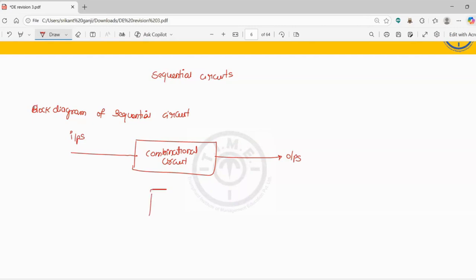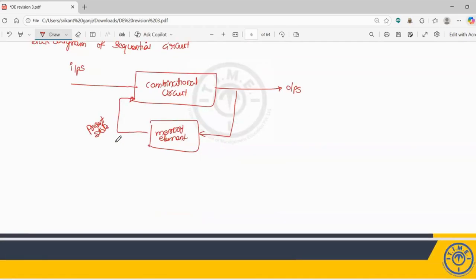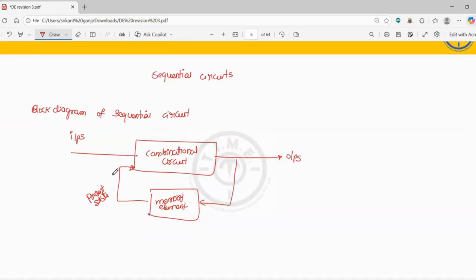So with having a memory element, the output of the combinational circuit is given to the memory element. So it is depending upon the present state as well as the next state. Okay, present inputs and past outputs, that is called the sequential circuits. Output depends on only present inputs, that is called the combinational circuits. Output depends upon the present inputs and the past outputs is called the sequential circuits.